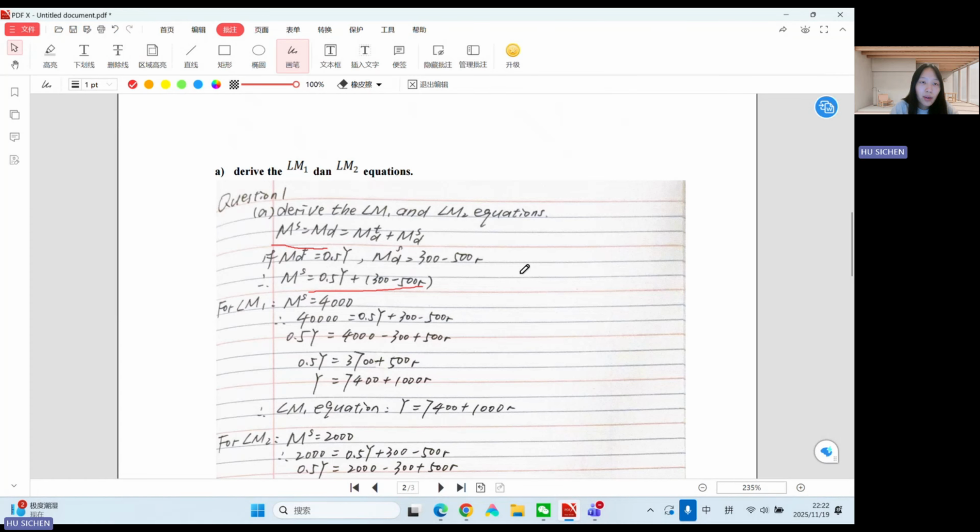Then we can derive LM1, where money supply equals 4,000. Substituting it, we get 4,000 equals 0.5Y plus 300 minus 500R. Then we rearrange the equation, and we get Y equals 7,400 plus 1,000R. So the LM1 equation is Y equals 7,400 plus 1,000R.